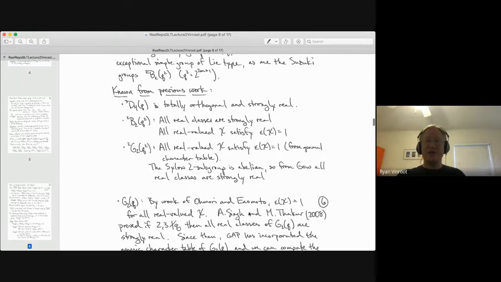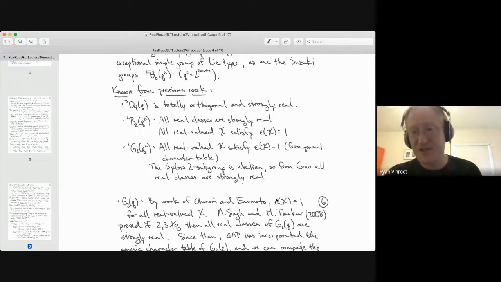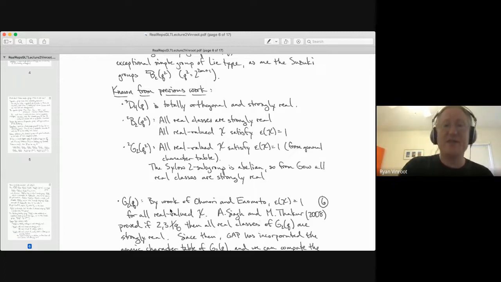And our host, Anupam Singh, and his advisor, Manish Thakur, proved in 2008 that as long as q is not divisible by 2 or 3, all of the real classes of G2(q) are strongly real.